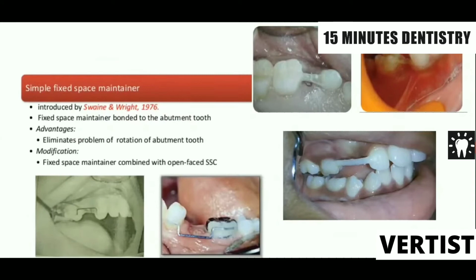Now there are examples of single appointment space maintainers. There are modifications of space maintainers. There are simple fixed space maintainers that use adhesive agents like composite resin or fiber splints. Here are a few examples which use composite resin and a wire and a partially cut stainless steel crown placed on the posterior tooth. This is an example where a fiber splint is used along with the composite resin. These 2 are the examples. All these 3 are examples of single sitting space maintainers made up of fiber splint.